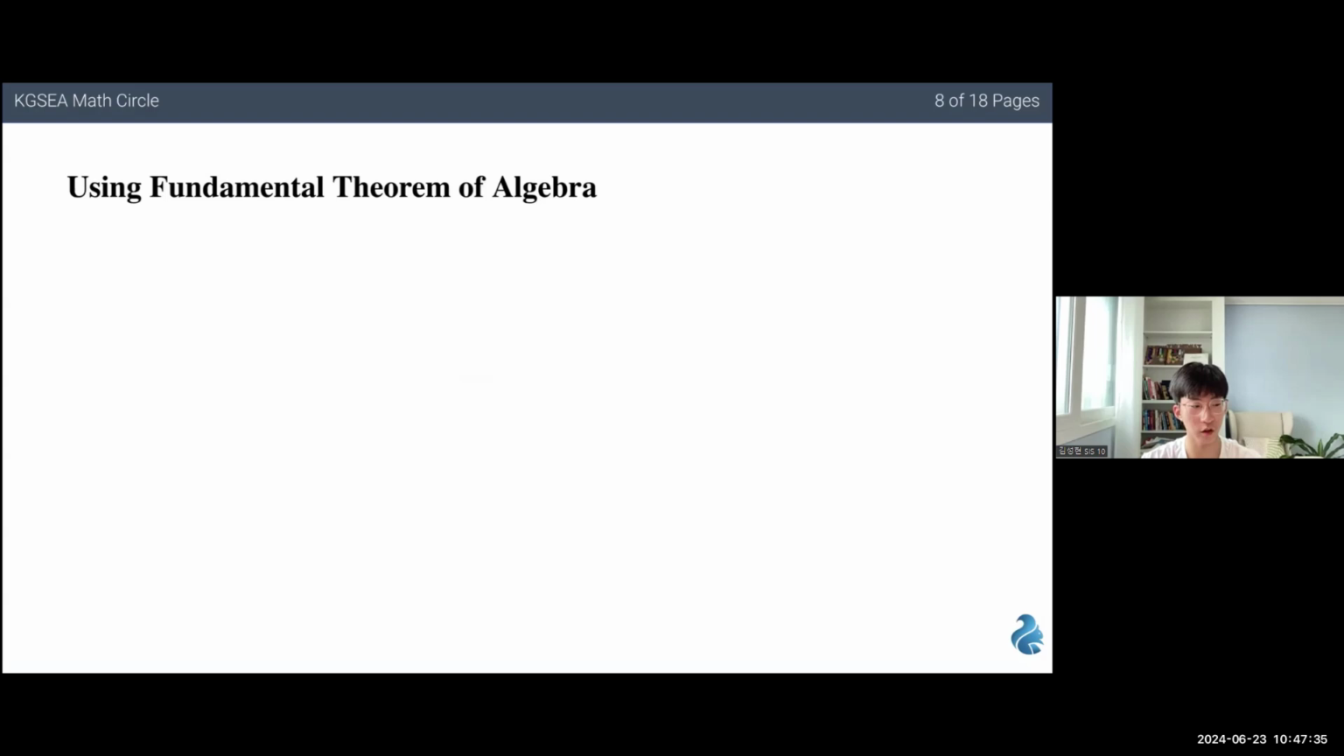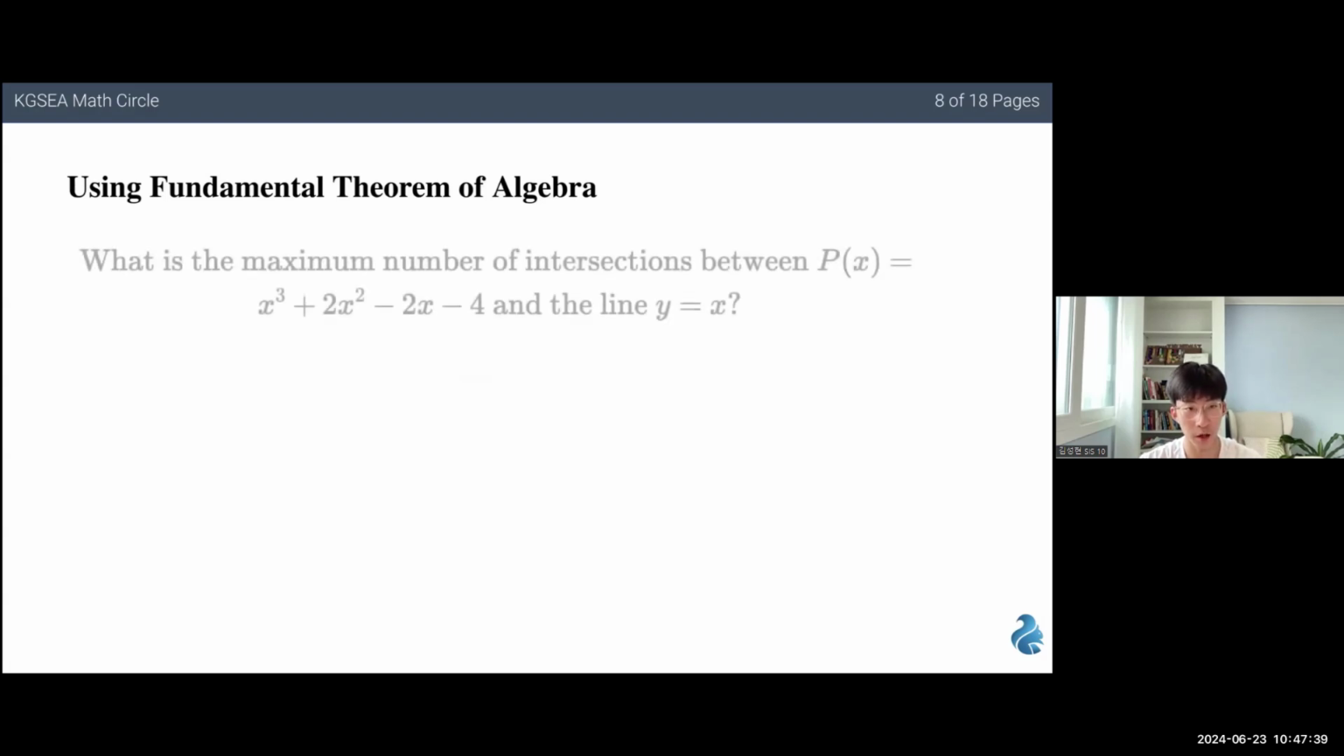So moving on to the fundamental theorem of algebra, which I touched upon a few minutes ago, we can try to solve questions like this. What is the maximum number of intersections that are possible between this cubic and the line y equals x? Well, first of all, let's just try to set them equal to each other to find the x-coordinates of the intersections. So we will get this equation here.